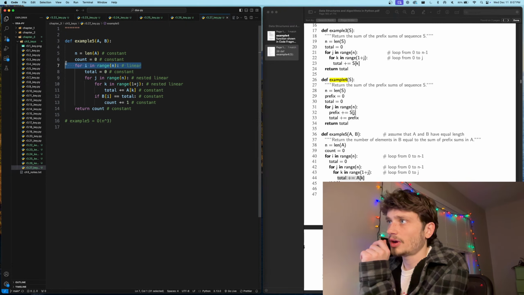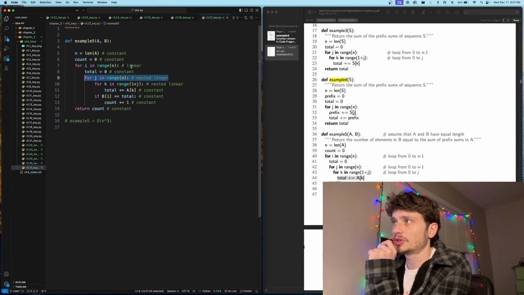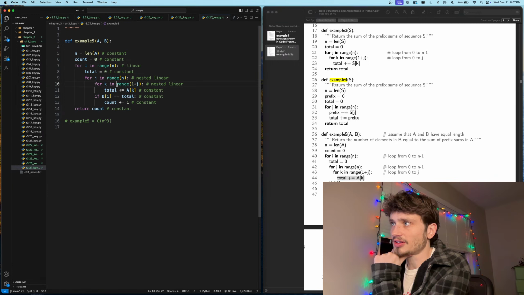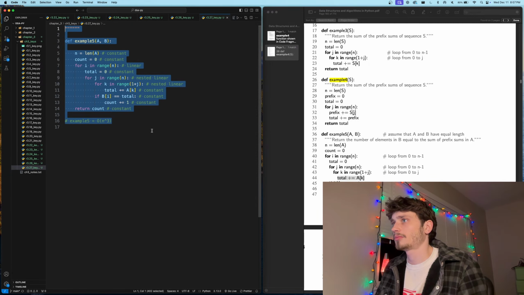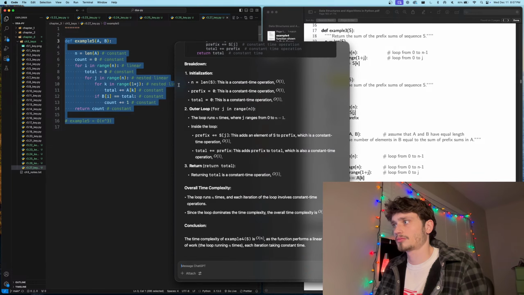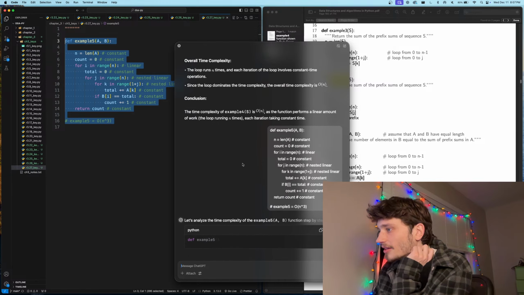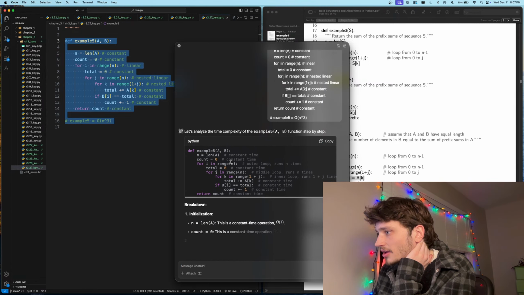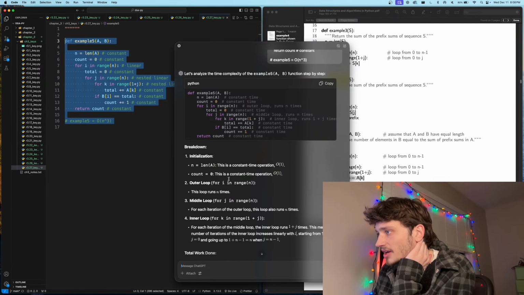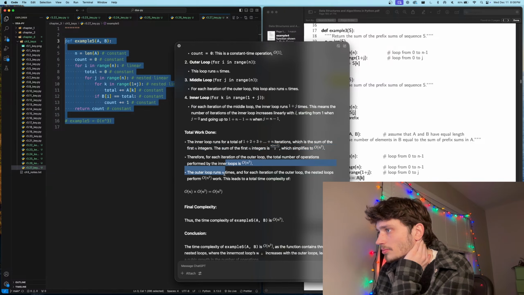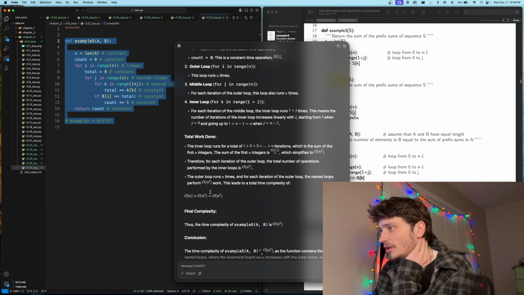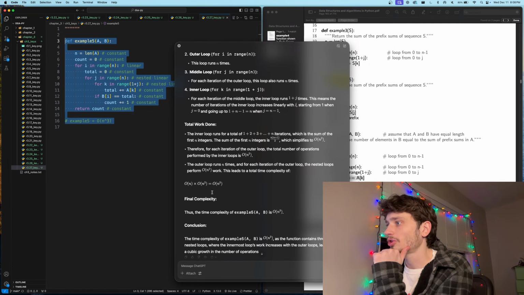Right, we have a linear for loop going on here. We have another linear for loop which is nested, and we have a tertiary for loop that is nested, taking in some values again. Let's analyze the time complexity of example 5. Length A, O of 1, count O of 1. This runs n times, right? Middle loop, also n times. Runs in 1 plus j, increasing linearly with j. Outer loop runs n times. Total time complexity is O of n cubed.